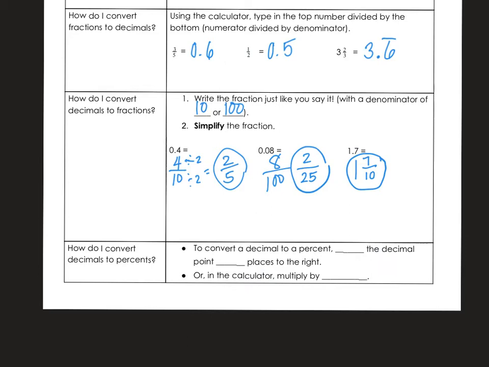Alrighty, how do I convert decimals to percents? What you're going to do is convert a decimal to a percent, blank the decimal point, blank places to the right. So you're going to move the decimal point 2 places to the right, or if you have your calculator, you can multiply by 100, and so these two things are the same.